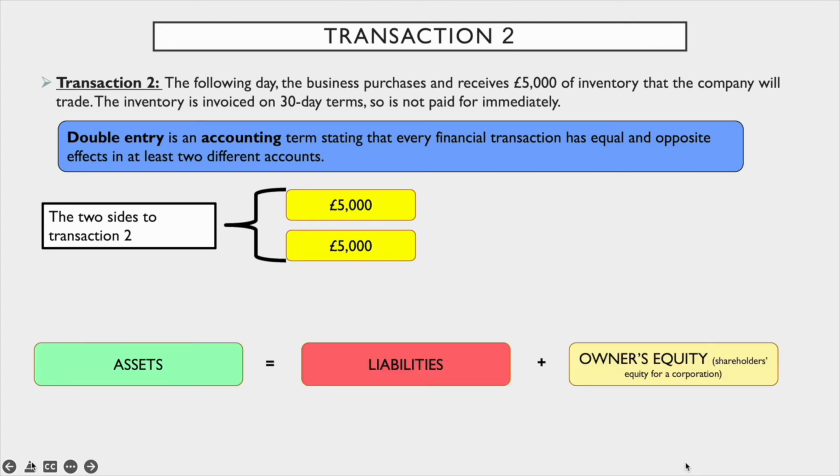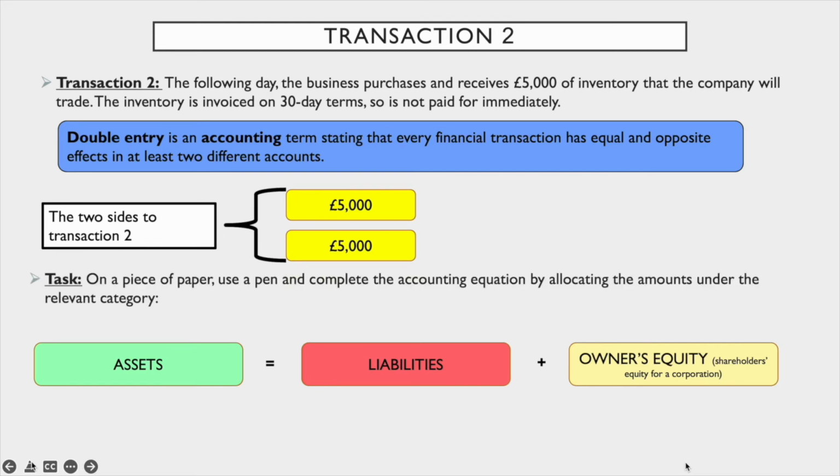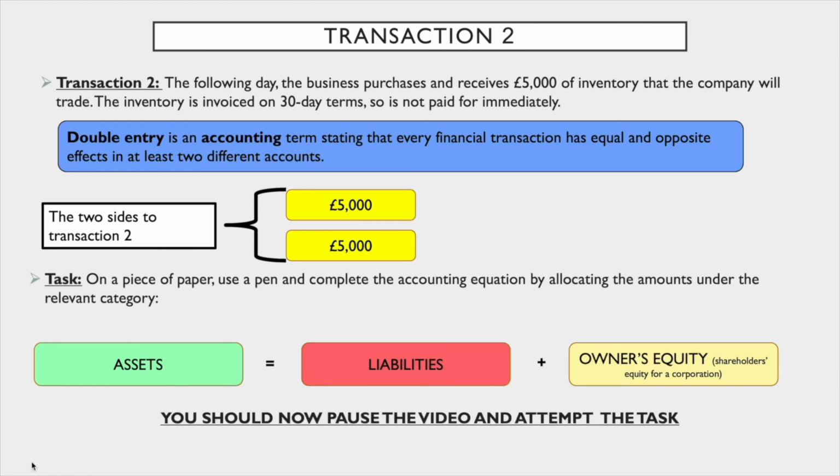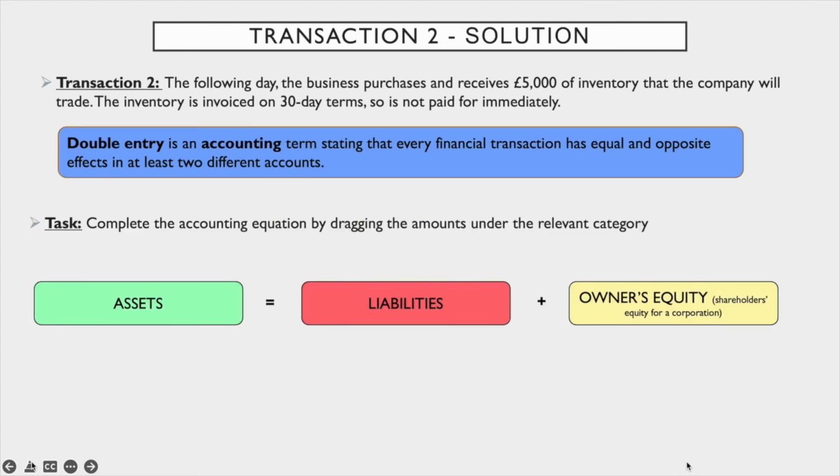So what you're going to do, you're going to write out the accounting equation, assets equal to liabilities plus owner's equity. And on a piece of pen and paper then, complete the accounting equation by allocating these £5,000 amounts under the relevant categories here. So pause the video now and have an attempt at that one, and in a few moments I will work through the solution. Okay, so hopefully you now have had a few moments to attempt that exercise. I'm now going to work through the solution.